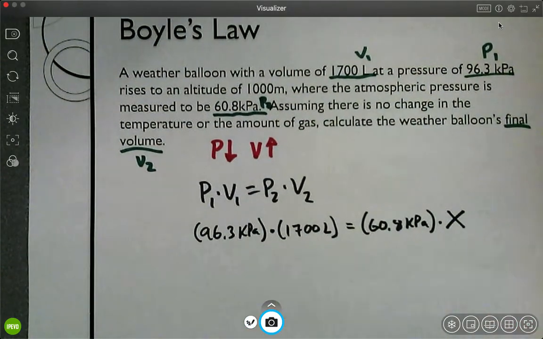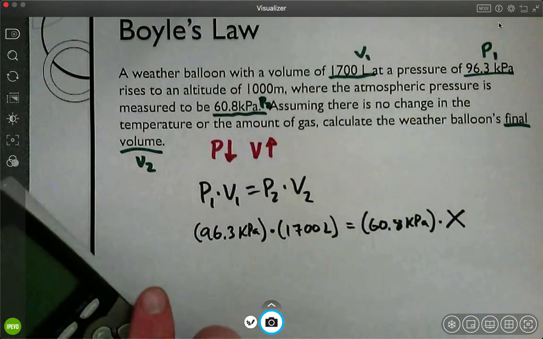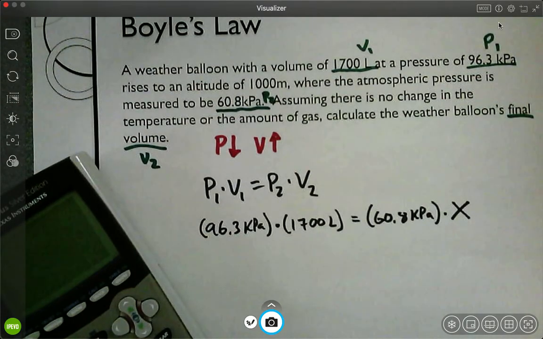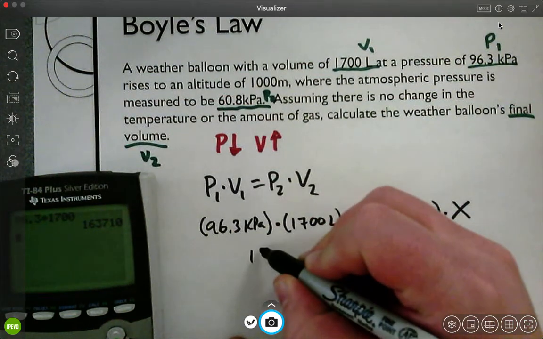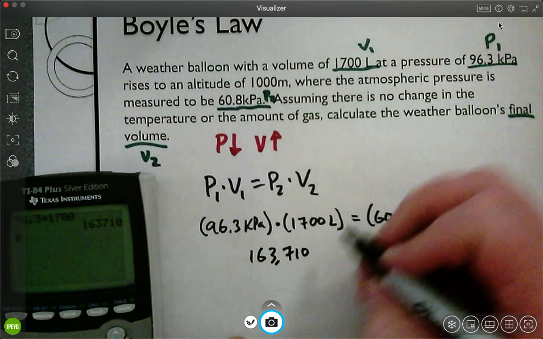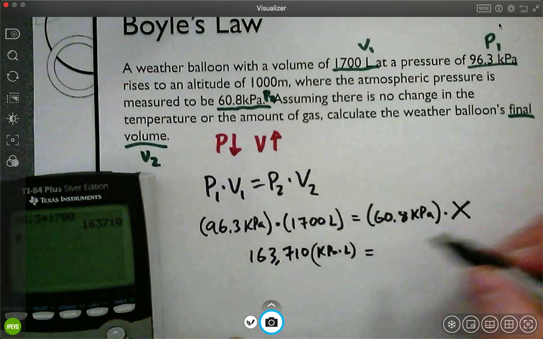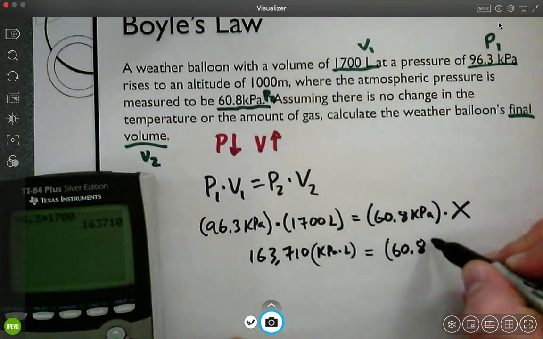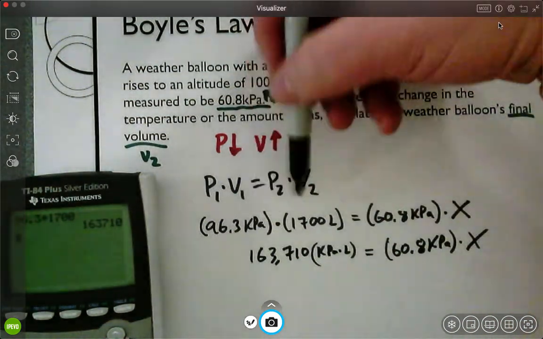Find x. All right, well, to do that, I'm first going to simplify this side. So 96.3 times 1,700. Calculator says 163,710, and this is kilopascals times liters now, just to get the units there. This is still the same number, 60.8 kilopascals times x. So all I did is simplify this right here.